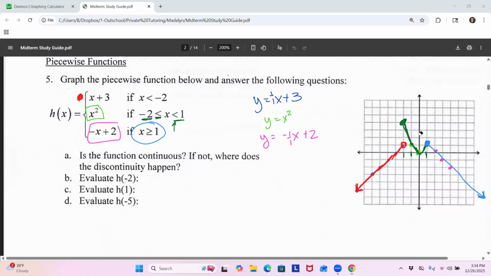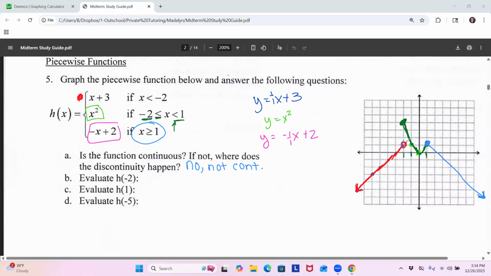Erase the left. So that open dot from the middle part did get colored in. That sometimes happens. We'll take it. And there we go. There's your graph. Is the function continuous? No. We have to pick up our finger or pencil. So no, not continuous.